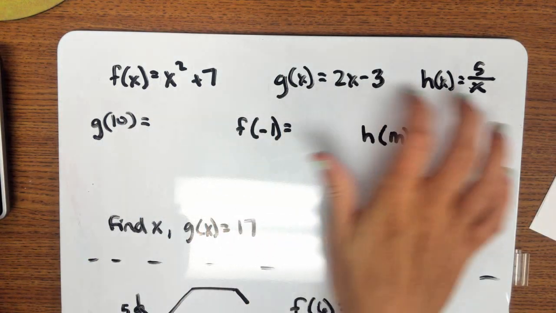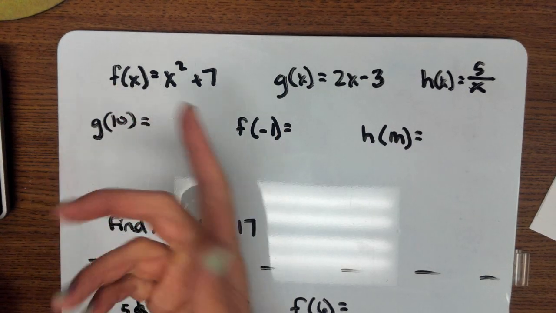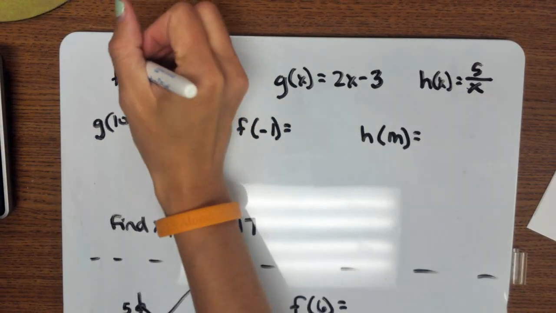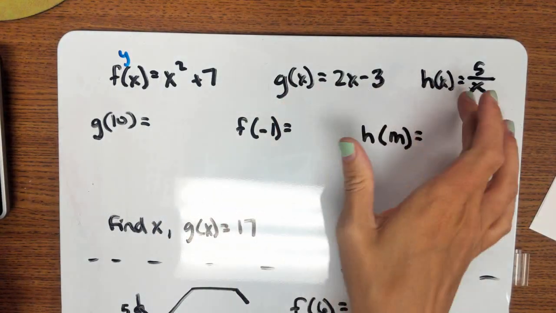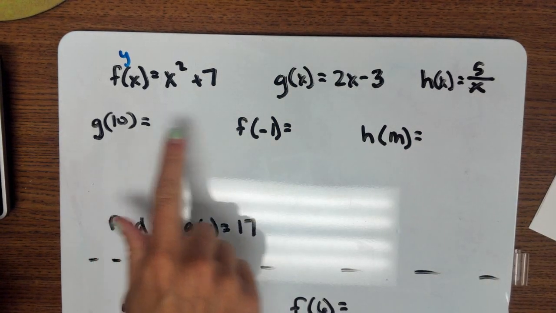We've got 3 functions given. Our notation, f of x, remember that's the same thing if you want to think of it as y, but we use the function notation. And then we got g of x and h of x. Here is what we are trying to find.